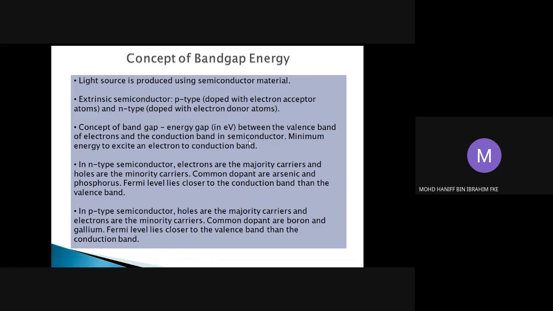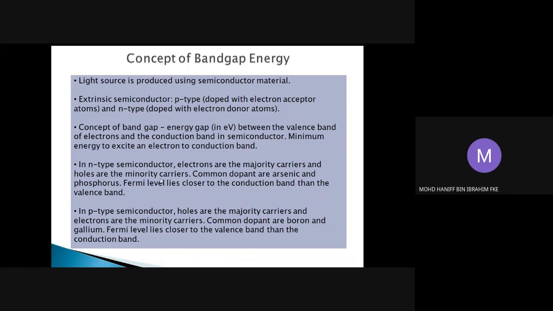In an n-type semiconductor, the electrons are the majority carriers and the holes are the minority carriers, because n-type means negative. So for a negative-type semiconductor, the majority carriers are electrons and the minority carriers are the holes. The common dopants used in producing n-type semiconductors are arsenic and phosphorus. These are the common dopants used in n-type semiconductor fabrication.